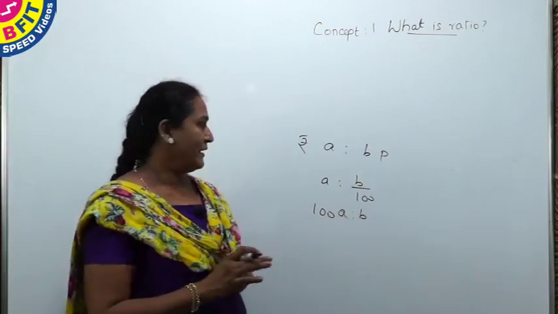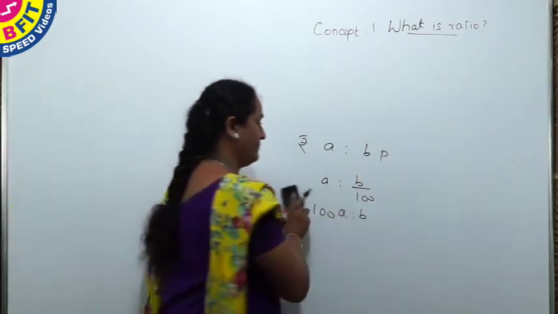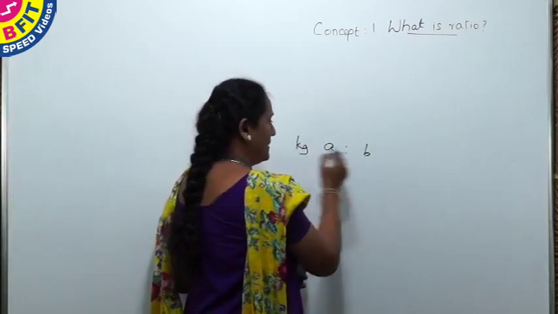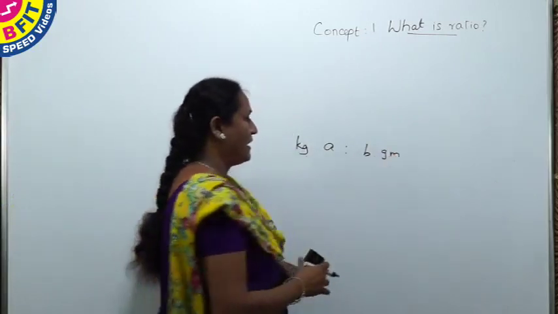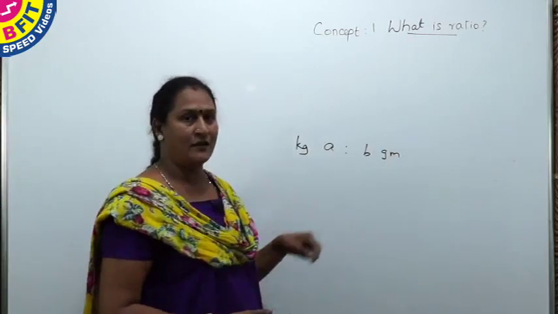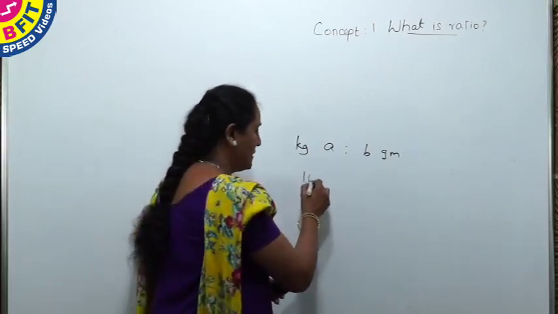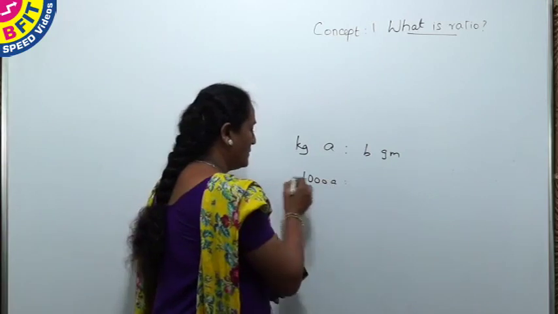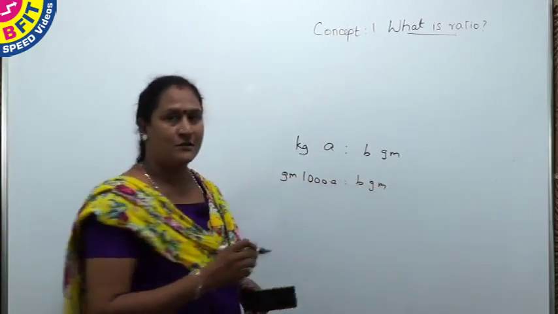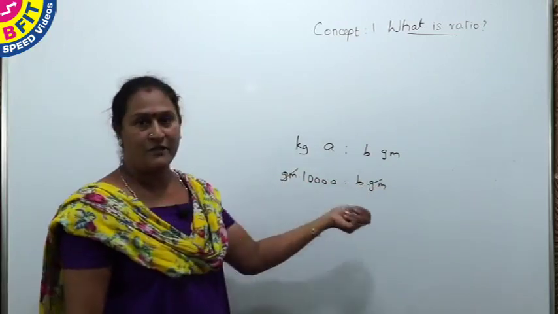Suppose we are comparing kilograms and grams. So this is in kilograms and this is in grams. Now this is also comparable. So we can convert this kilograms to grams. 1000 grams is 1 kilogram, so multiplying this with 1000, this is converted to grams. And this is also in grams. So cancelling out, we have the ratio 1000 A is to B.